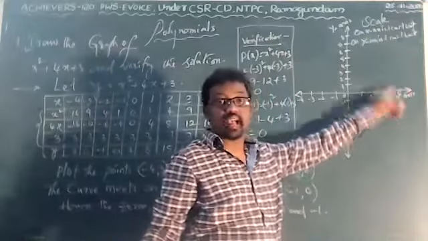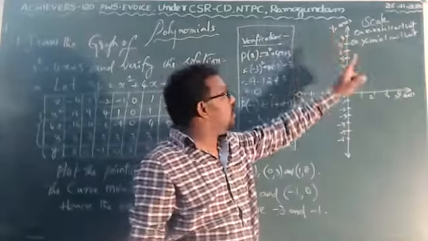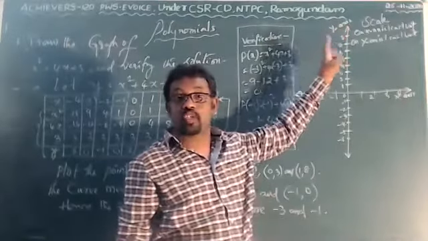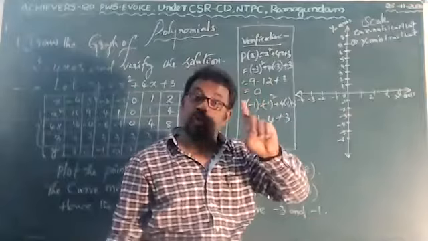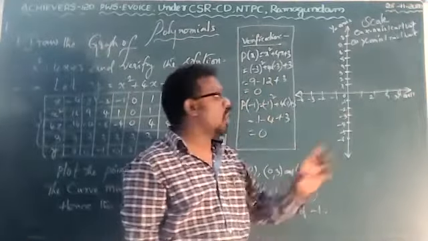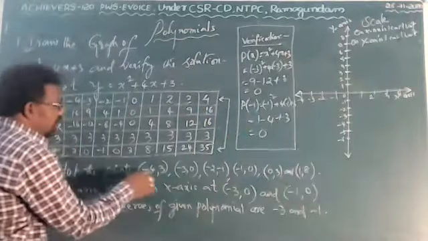Very next, x-axis, y-axis, capital X, capital Y. And scale: on x-axis 1 centimeter is equal to 1 unit, on y-axis 1 centimeter is equal to 1 unit. Now come on, plot it. What are the points here? Plot the point. Which one?